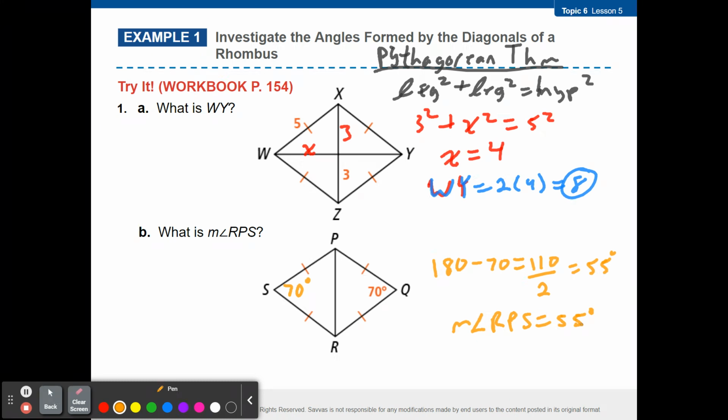Questions on that so far? Hypotenuse is like the opposite. That's a leg, that's a leg, that's a leg. It's like the opposite. She's told me to shut up this whole day.